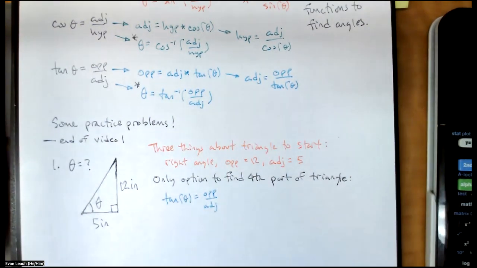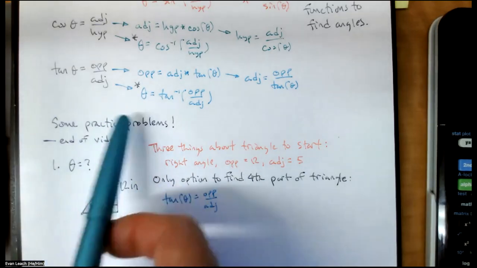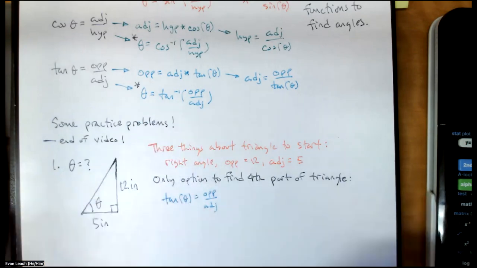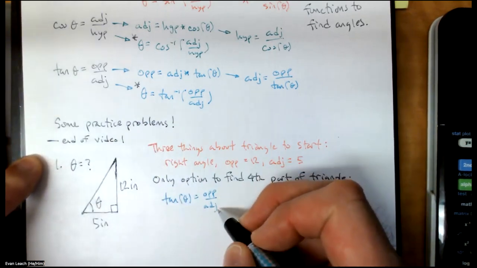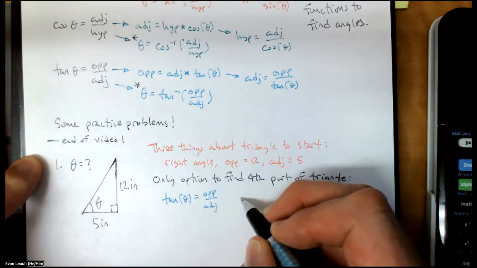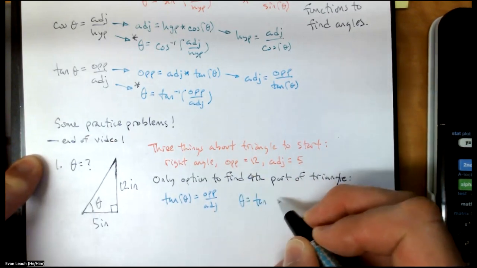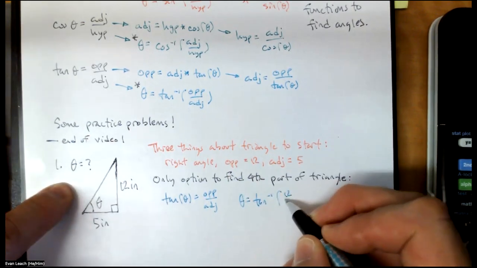I'm looking for theta. I have opposite, I have adjacent. That tells us to use tangent, and at this point, that's the only option. We are looking for an angle, which tells us that we're going to need an inverse trig function. And I picked tangent because I knew it would be written right above, so even if I had to scroll, you'd be able to see it. So I'm going to say that tangent of theta is opposite over adjacent. So theta is tangent inverse of opposite 12 over adjacent 5.